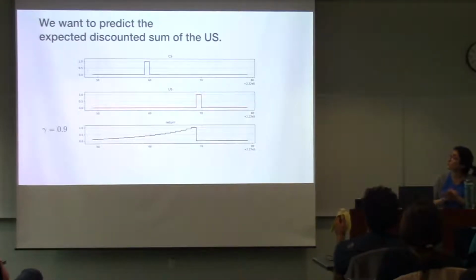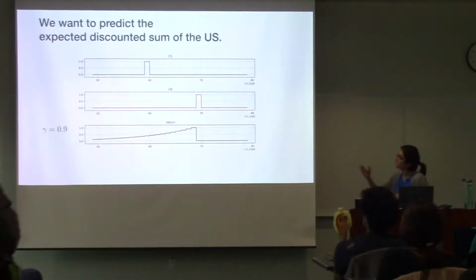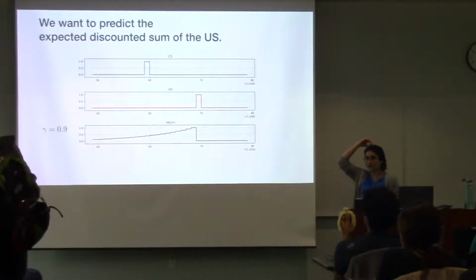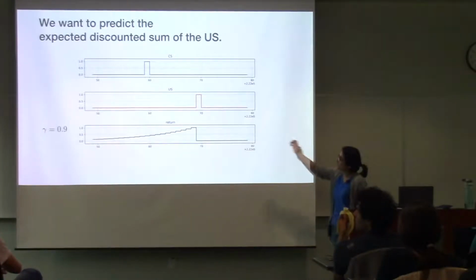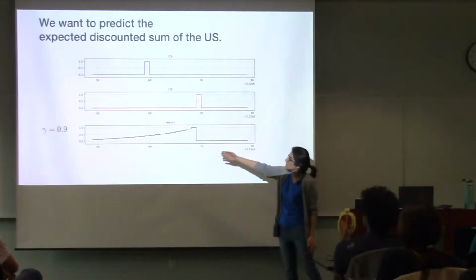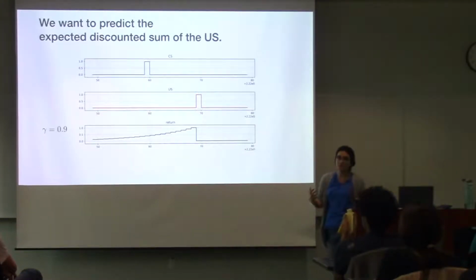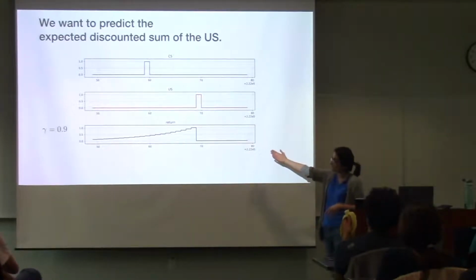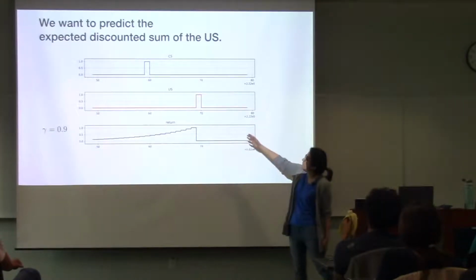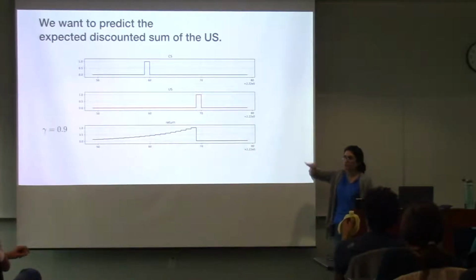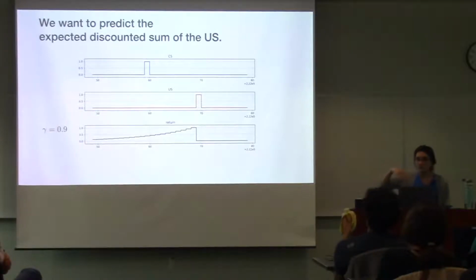Okay, so what we want to predict is the expected discounted sum of the US. We're using a discount factor of 0.9. I'm showing the return here, and we want our prediction to look like the return. As we approach the US, the predictions become higher.